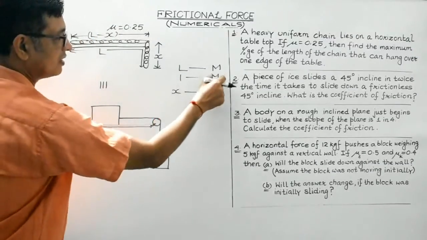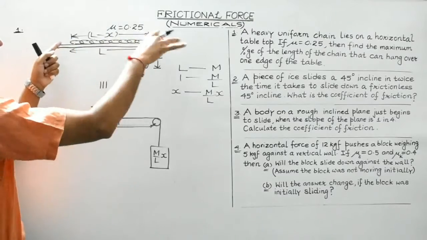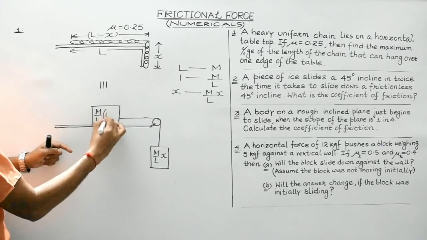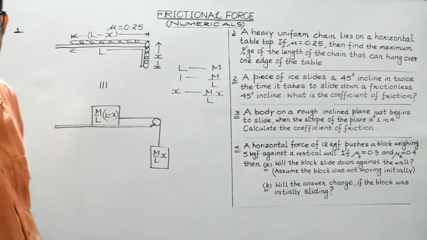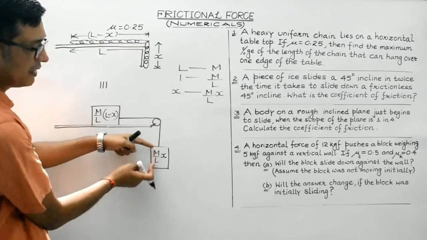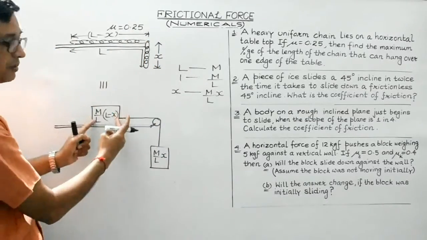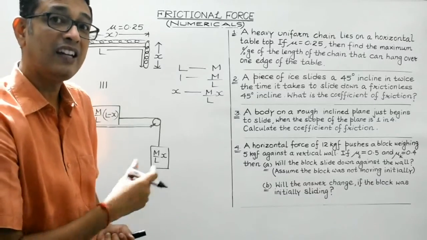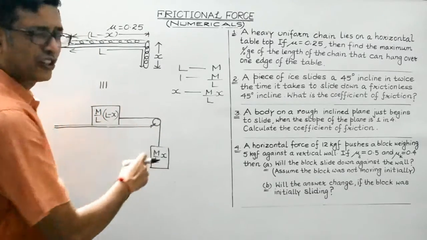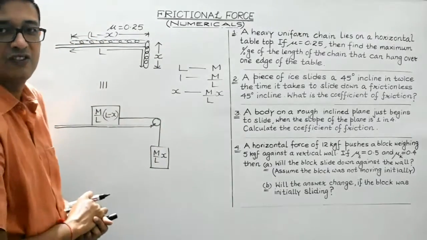So for unit length, mass is M by L. So for length L minus X, the mass of this portion of the chain, which is on the tabletop, which is represented by this block, would be M by L multiplied by L minus X. Clear, students? So I have represented this hanging part of the chain with this block of mass M by L X, while I have represented this part of the chain which is lying on the tabletop by this block of mass M by L multiplied by L minus X. I have considered this pulley to be frictionless and massless. This string is also massless, so that the entire mass of the chain is distributed between these two blocks, right?